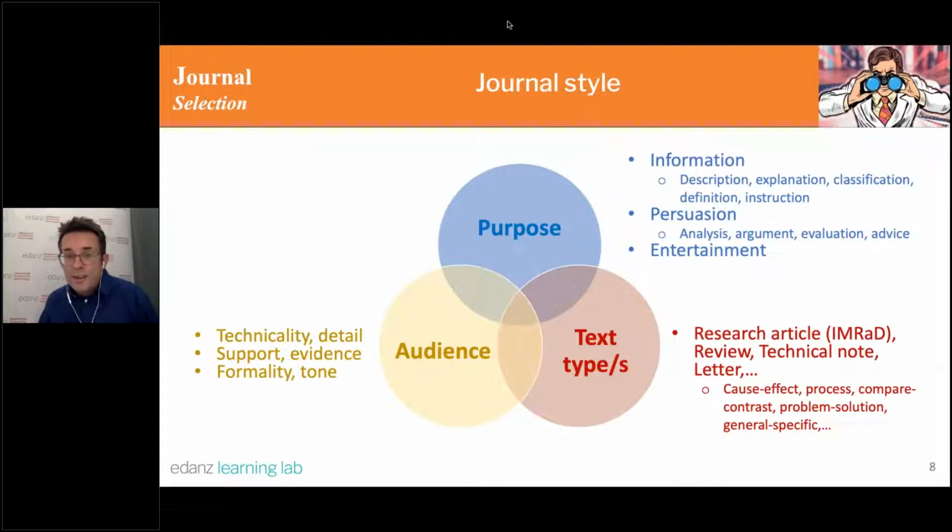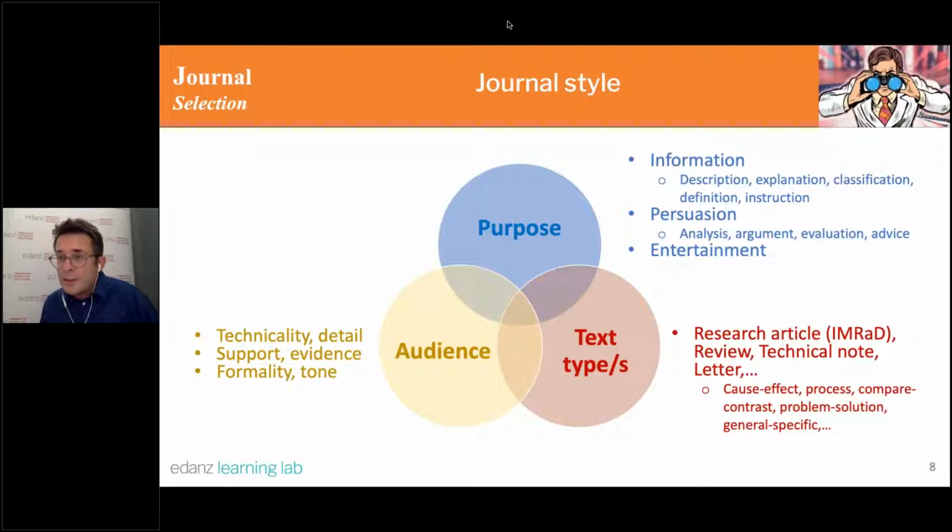And this slide summarizes what researchers are looking for in different kinds of journal styles. What's the purpose of your journal? Are you passing across information, trying to persuade somebody about an argument, or are you writing purely for entertainment? Who are your audience? Perhaps the most important question to ask yourself when selecting a journal. So what level of technical detail will you give? What supporting evidence is required, and what tone are you going to write the paper in?